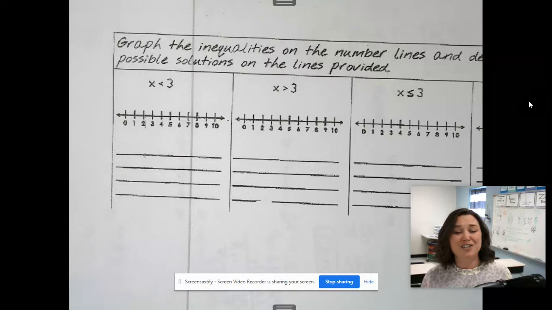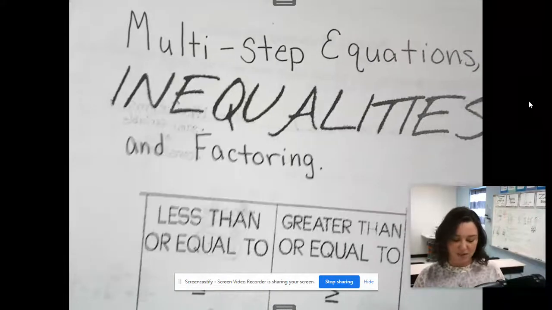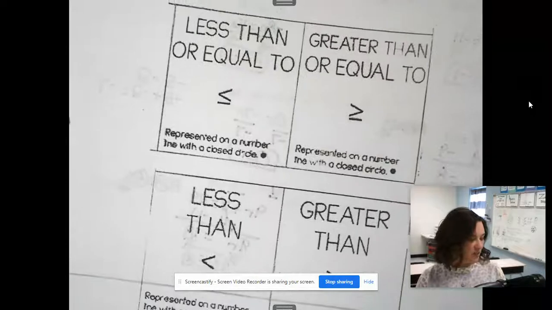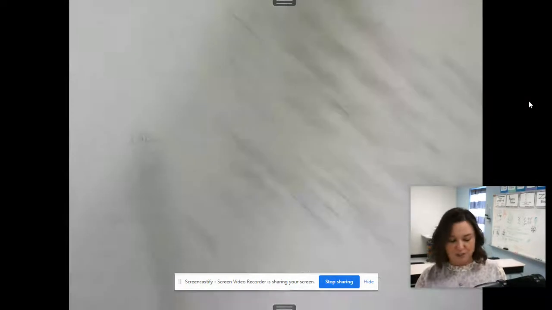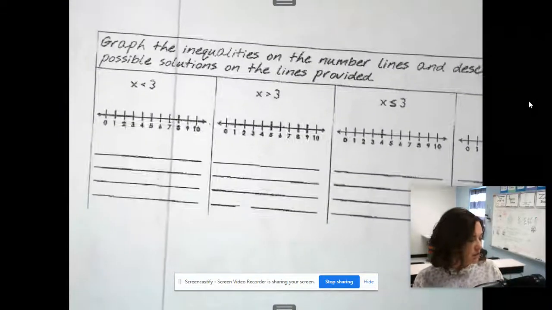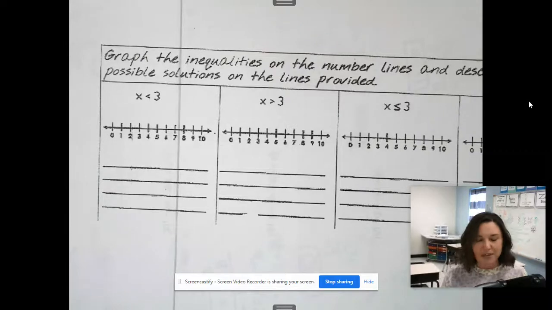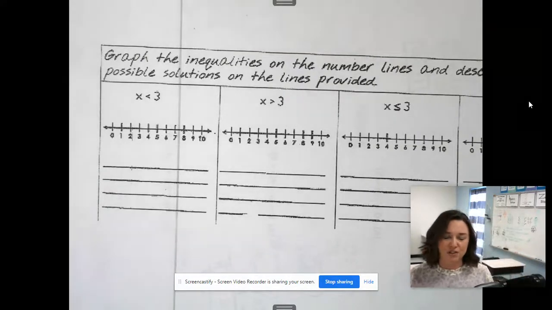You are expected to know this when you go back to school, so make sure you're taking notes. We are in this packet, the one that says multi-step equations, inequalities, and factoring on the front. This is what it looks like. And if you would turn to page 3, that's where we're going to start. I'm going to break this up into some smaller videos just so it's not so overwhelming at once. So I'm going to work on page 3, stop the video, and then work on page 4.